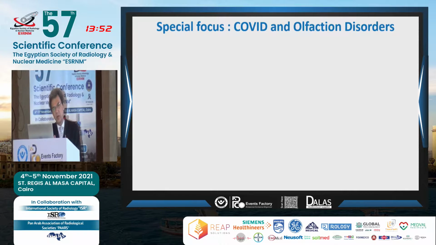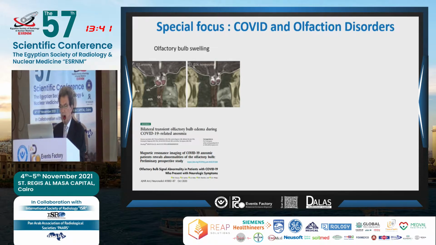Now we all know that disturbance of olfaction is one of the key signs and symptoms of COVID. So what can we see on MR? You see that attention was quickly focused on the bulb and what we can see. And on day 7, when the patient had anosmia, this was how you could image and visualize the bulb.